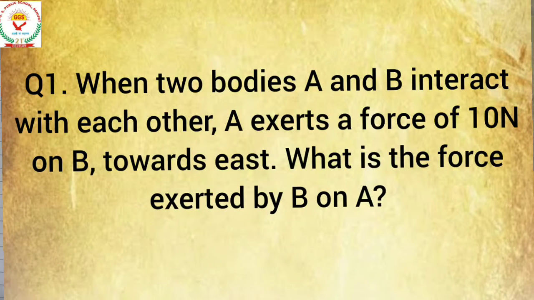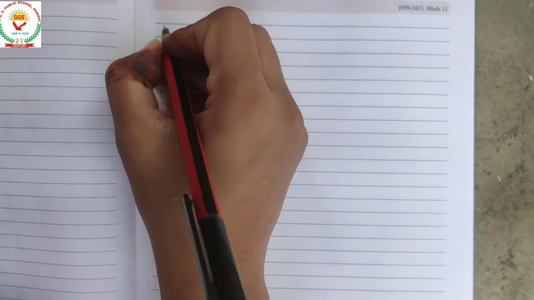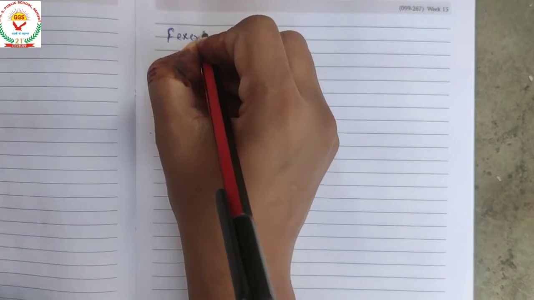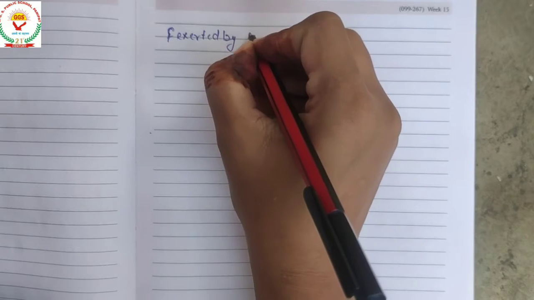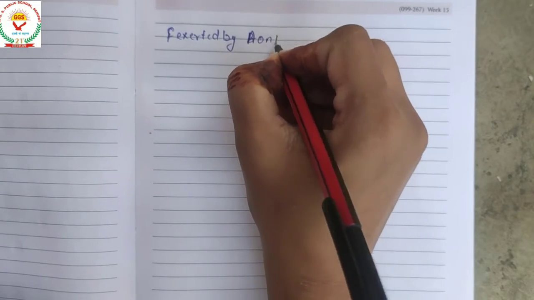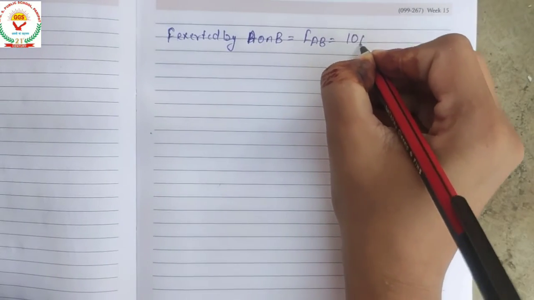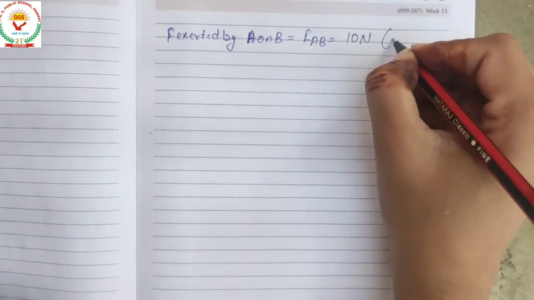Okay, so our first question is: when two bodies A and B interact with each other, A exerts a force of 10 Newton on B towards east. What is the force exerted by B on A? So here we are given the force exerted by A on B, that is FAB is equal to 10 Newton, which is toward east.